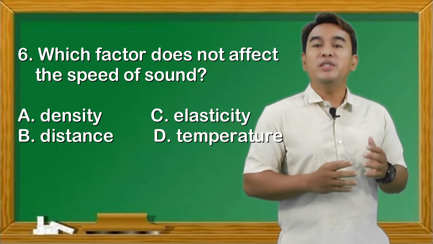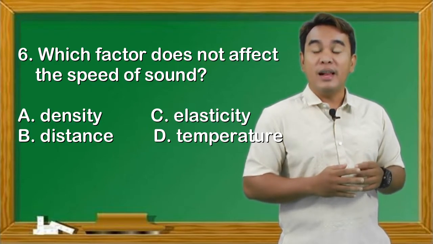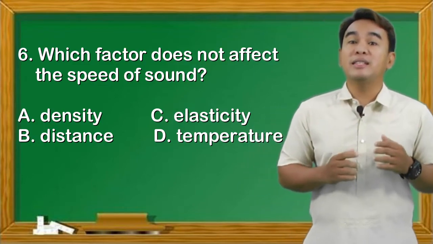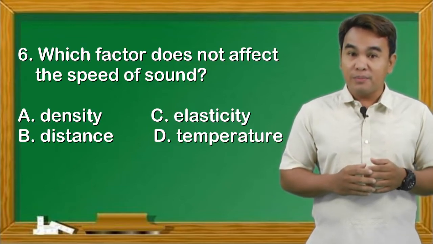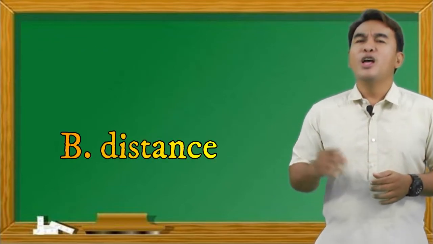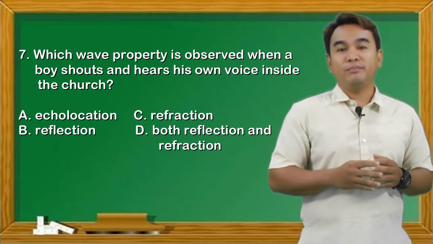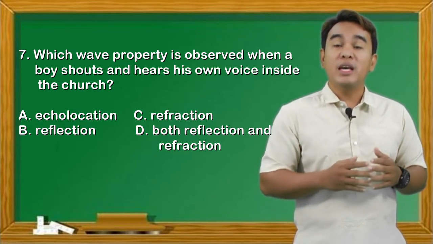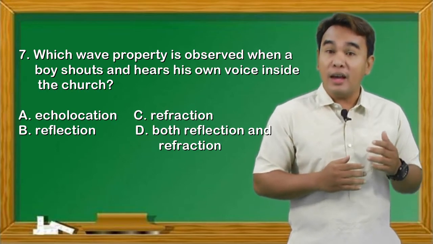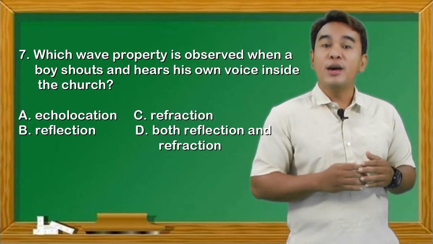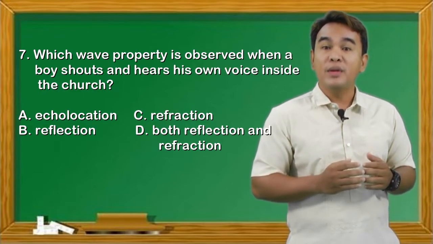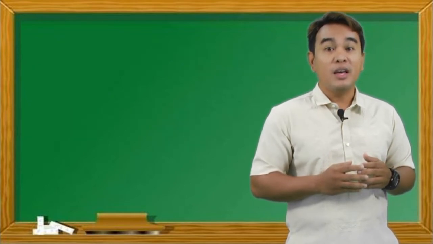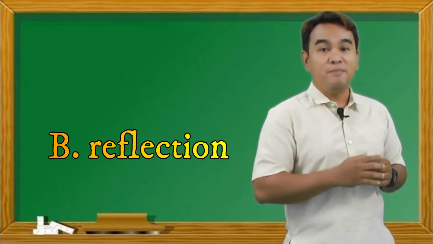Number 6. Which factor does not affect the speed of sound? Letter A. Density. Letter B. Distance. Letter C. Elasticity. Letter D. Temperature. The correct answer is letter B. For number 7. Which wave property is observed when a boy shouts and hears his own voice inside a church? Letter A. Echolocation. Letter B. Reflection. Letter C. Refraction. Letter D. Both reflection and refraction. The correct answer is letter B.